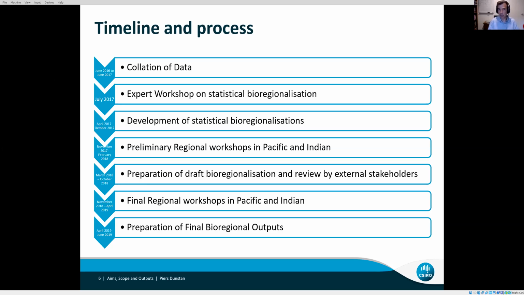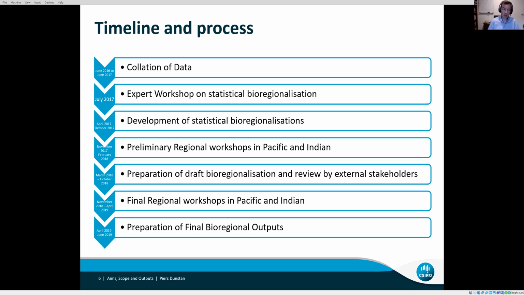The timeline and process that we worked through really started in June 2016, where we started to collect data from a whole heap of different sources. We then worked through an expert workshop looking at statistical bioregionalizations and developed some outputs out of that that were used by the expert workshops.